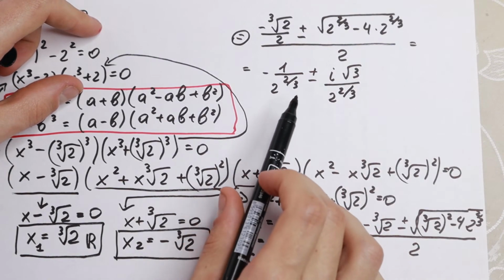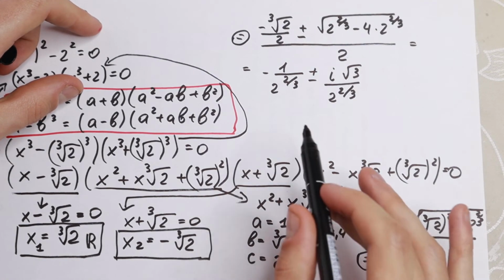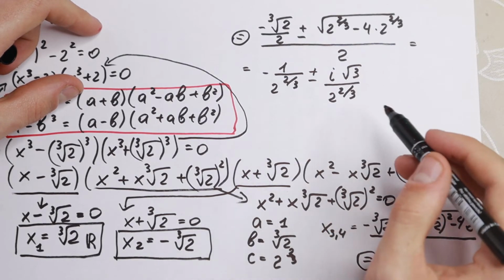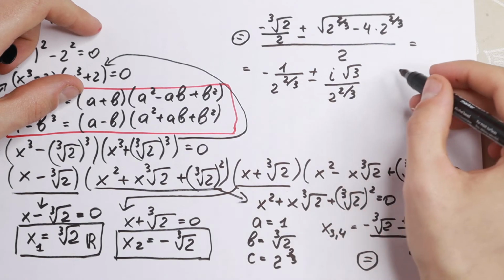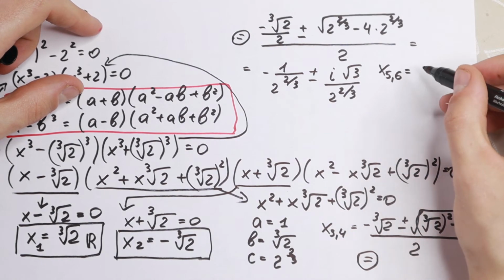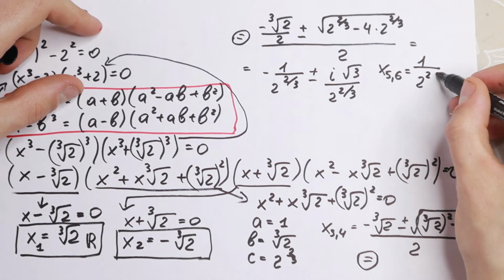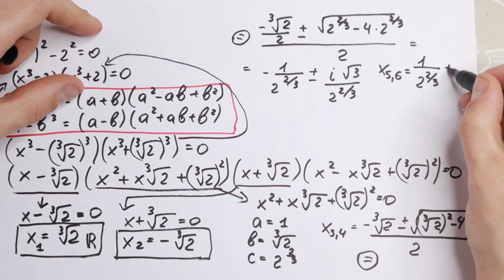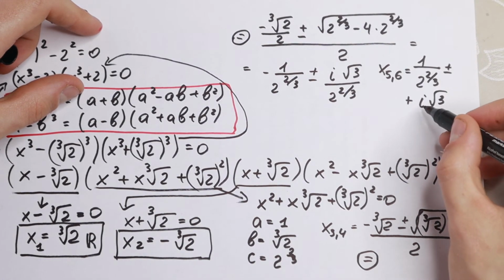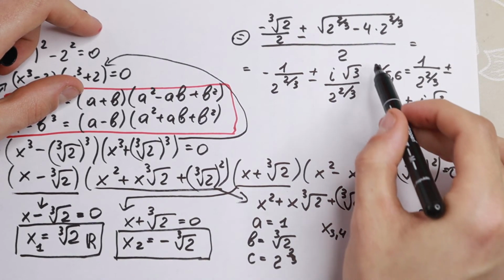So as you can see, we find our roots right here. So these will be our roots 5 and 6. So as you can see, x5 and 6 will be equal to 1 dividing by 2 to the power 2/3, and plus minus i cube root of 3, and dividing by 2 to the power 2/3. So this is our x5 and 6.